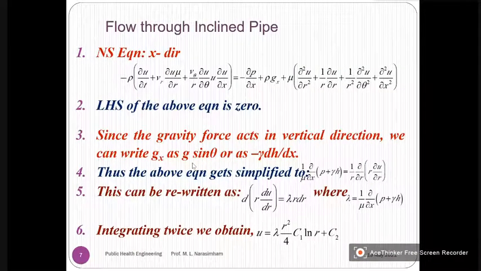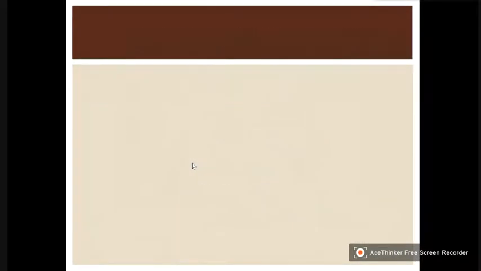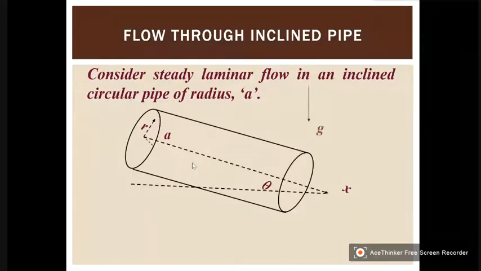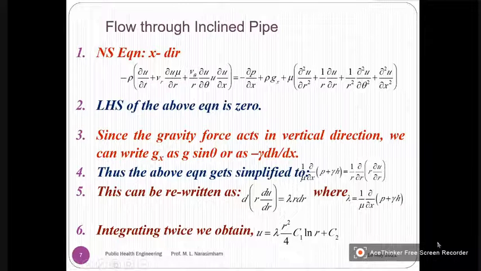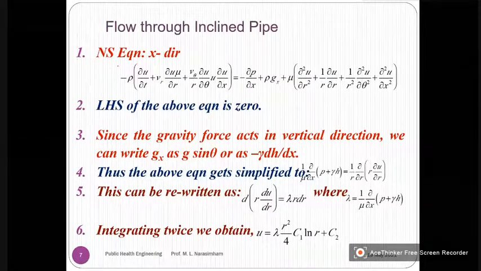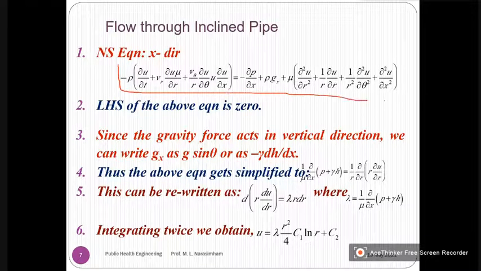Then, following the procedure, we will write the NS equation in x direction. Now I am just leaving the other steps which I have told, namely assumptions and boundary conditions. So the Navier-Stokes equation in x direction is this. This is the x direction equation, the most general form.